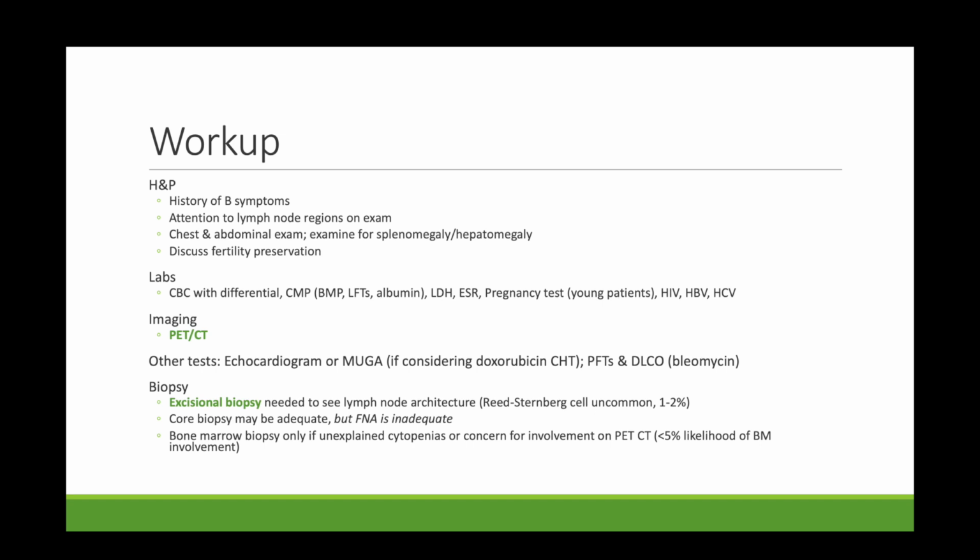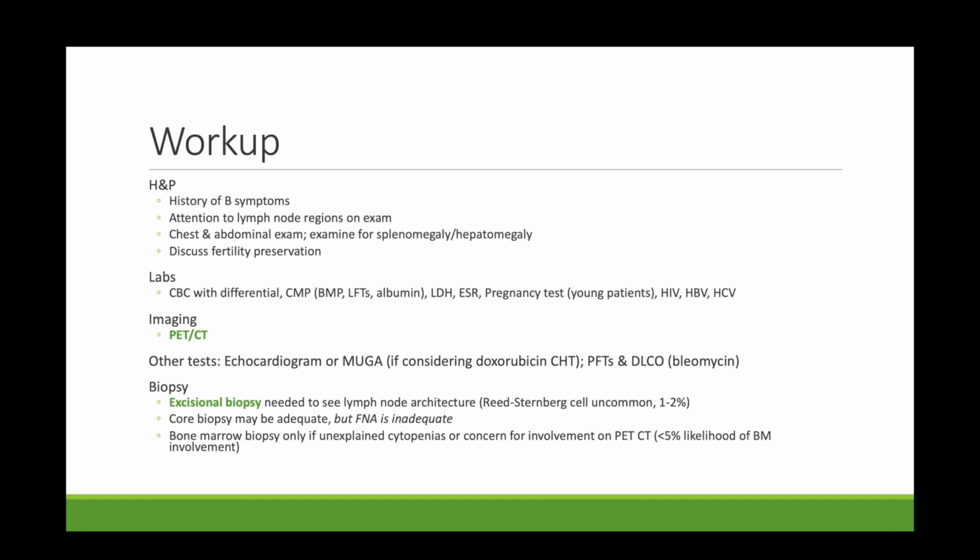Once you have that basic imaging workup, it's also really important to get a biopsy. An excisional biopsy is the best biopsy, and it's really needed to see the full lymph node architecture. Also remember that the Reed-Sternberg cells that are pathognomonic for Hodgkin disease are very uncommon, comprising only 1% to 2% of our tissue sample. So we want to get an excisional biopsy whenever possible.